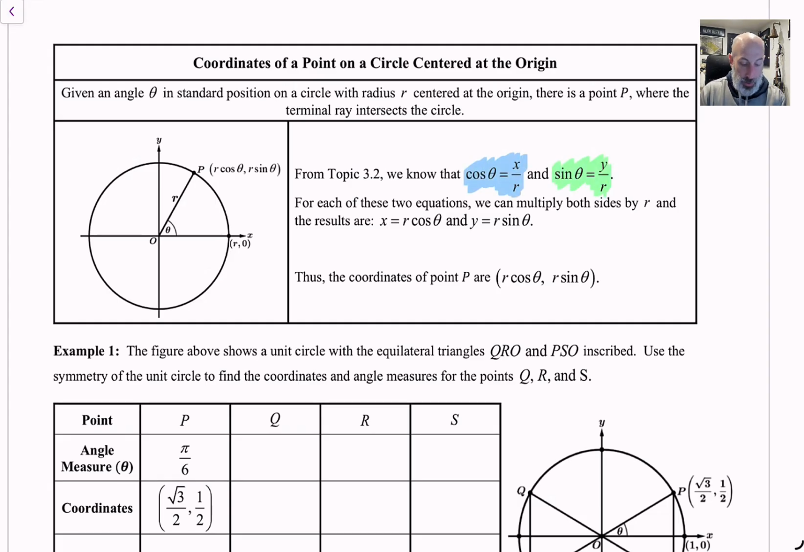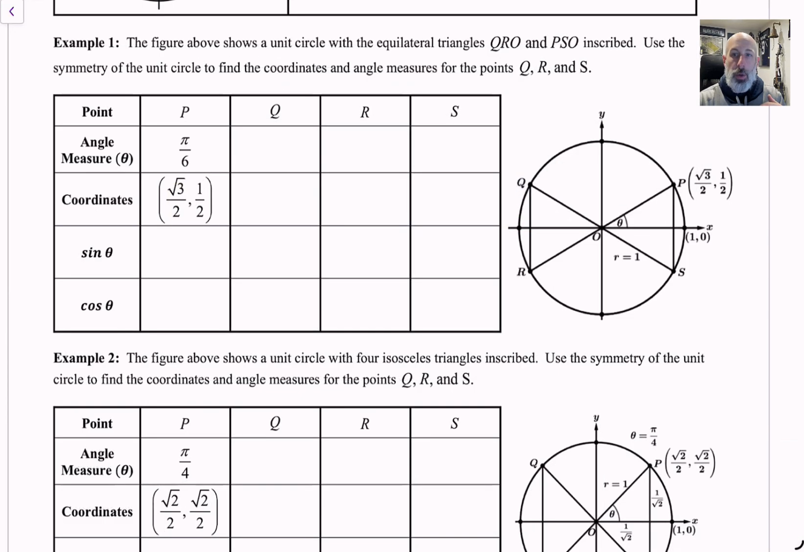So if we solve these two equations for x and y, r cosine theta and r sine theta are the coordinates of that ordered pair. And again, the big difference is the radius is not 1, it's something else. That means we need to multiply those ordered pairs each individually by whatever the radius is. Now, working with circles that have a radius other than 1 is the main focus of section 3.3.2.